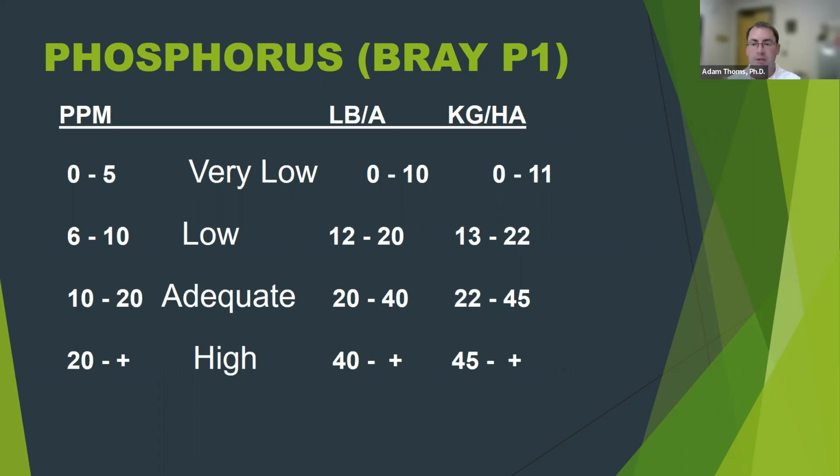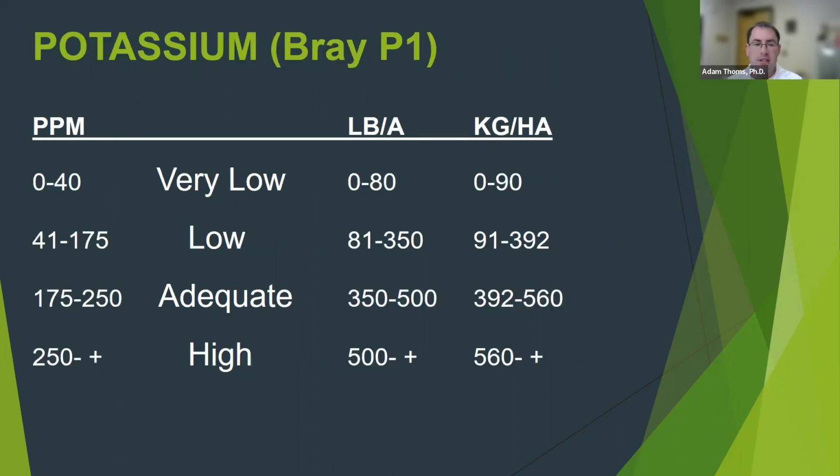Why is phosphorus important? Again, it's very important in energy transfer and genetic material. Grasses are very efficient users of P. You can see it really doesn't take a lot of phosphorus to keep grass in the healthy and adequate range. Because phosphorus is so important with genetic material and energy transfer, it's very important to have phosphorus available during establishment.